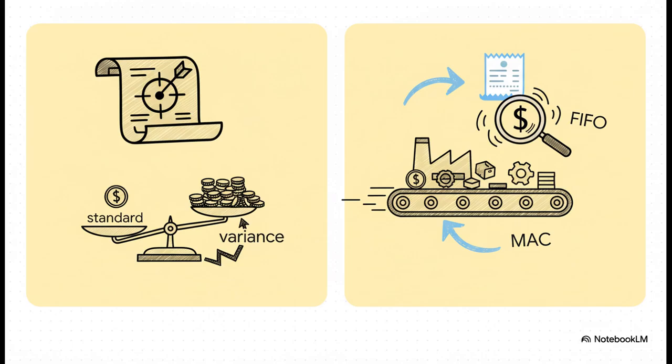This slide really gets to the core of it. On the left, you've got standard costing. That's all about predetermined estimates. The company sets a standard for what a product should cost. Your job as the auditor is to focus on the variance, the difference between that standard and what actually happened. Then on the right, you have actual costing, which is all about capturing reality as it happens. It tracks the real costs using methods like moving average or FIFO, which is just first in, first out.